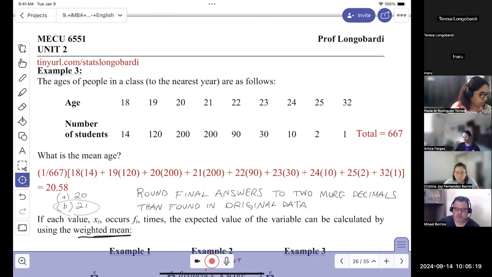Symmetric or skewed? There's no drawing here, but I've grouped together common terms. It's what a drawing does, right? So there's 14 18s, there's 120 19s, there's 220s, so most of the data is here. 400 of the 667 observations are right here. And then it starts to peter out. And this is way further from 25.